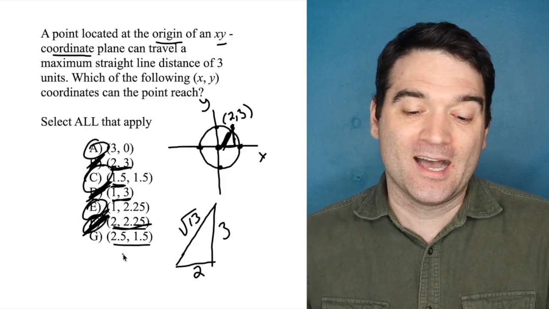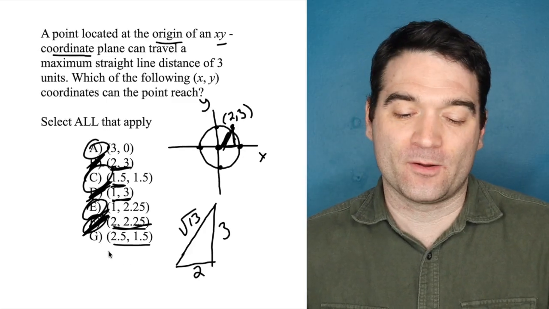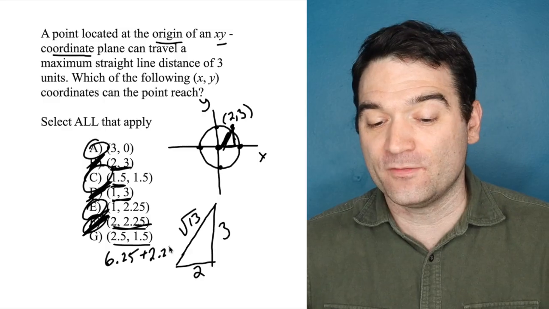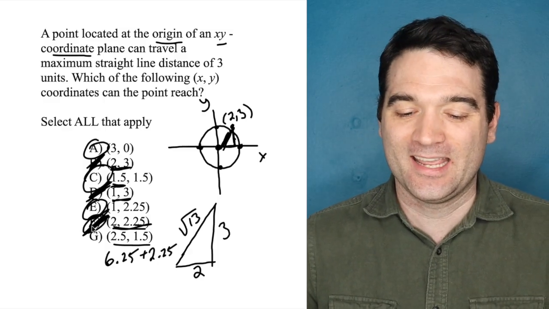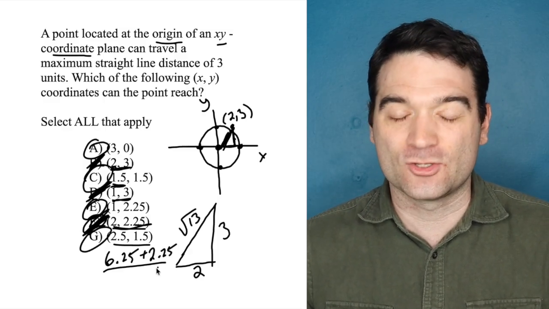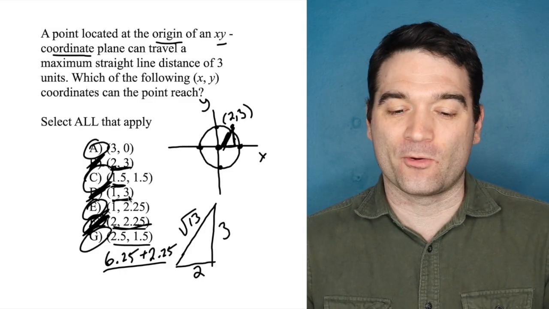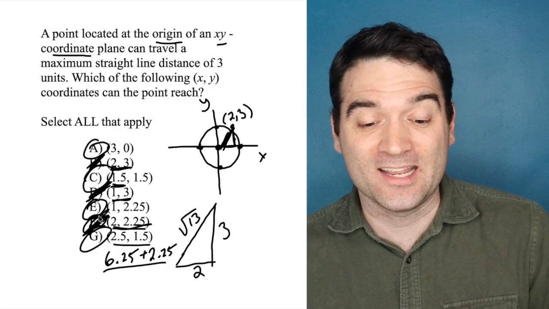And then this one comes to 2.5 squared. What's that? 6.25 plus 1.5 squared. That's 2.25. It just makes the cut. It's just underneath, right? Because it's just under 9, 8.5, I believe. Square root of that. Correct answers here, A, C, E, and G.